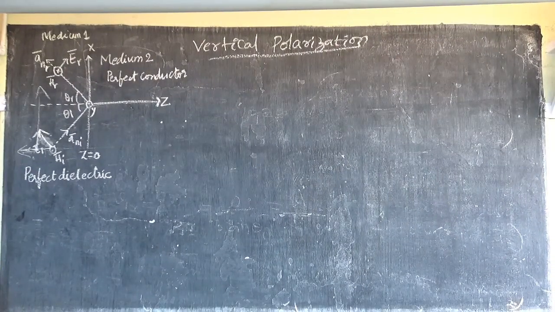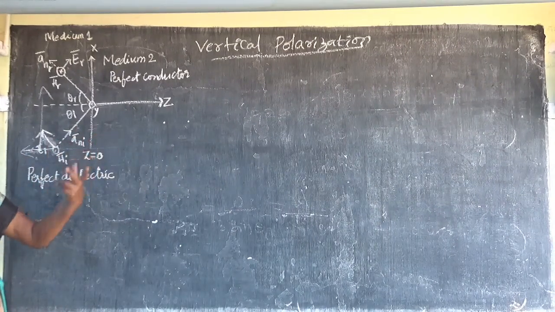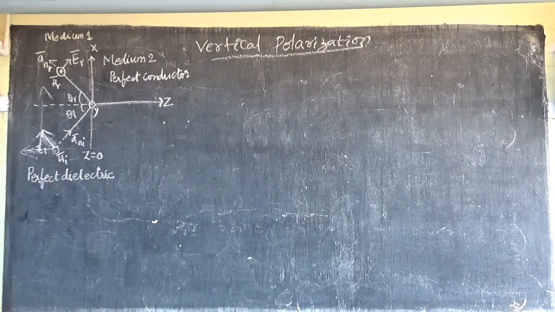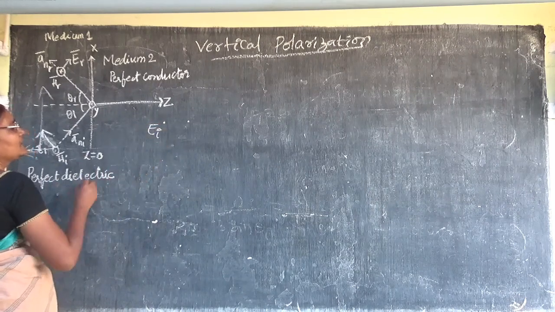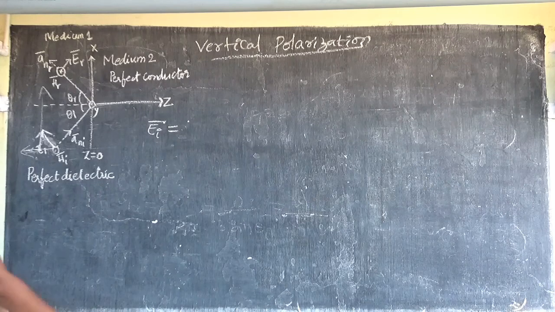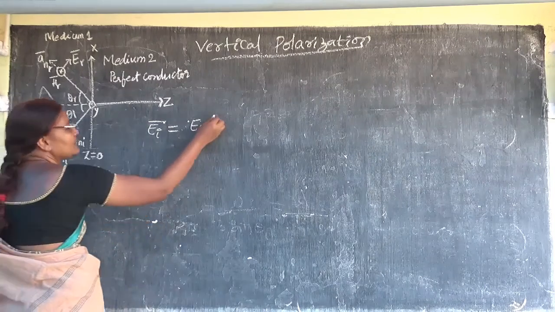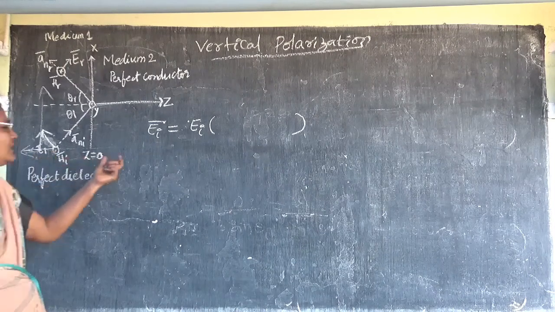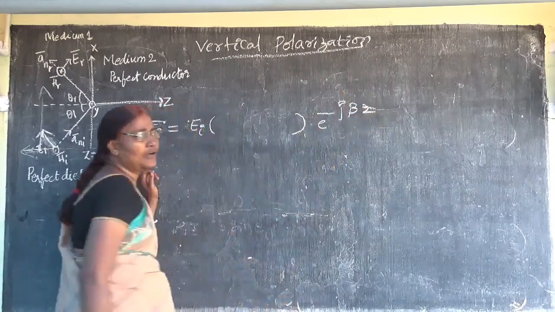Now, what is the behavior of the wave in this type of polarization that we are going to see? To find the electric field component, this is nothing but your EI bar. EI bar is equal to EI into, so we have to resolve this, and e to the power of minus j beta z, that you have to write.